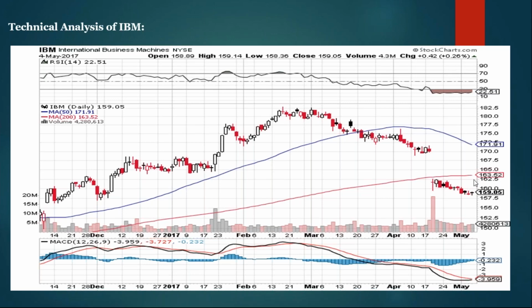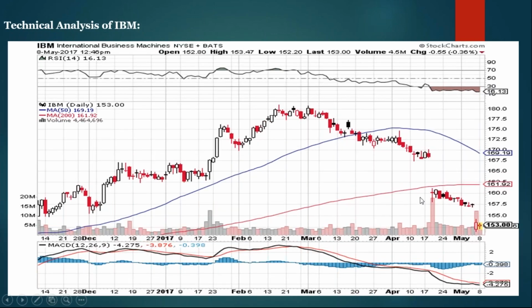The next day, after this one week or 10 days of downtrend, there was news that Warren Buffett sold his 33% stake, and let me push it. Okay, so it gapped down again. So this is the second gap down.